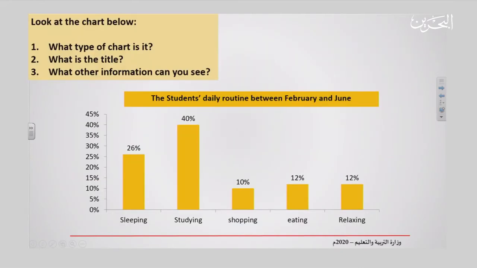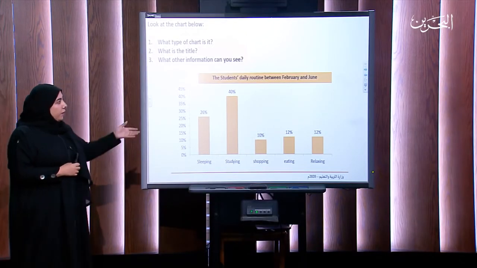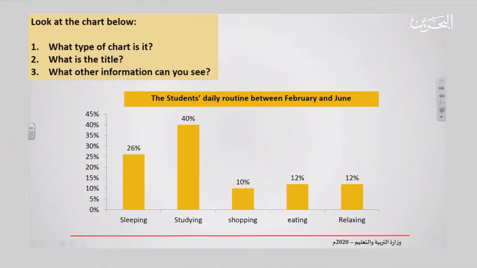We are done with the types of charts and the verbs of trends. Now here is a chart in front of you. I want you to answer a list of questions. Question number 1, what type of chart is it? What do you think? Is it a pie chart, a line chart, or a bar chart? Number 2, what is the title of this chart? Question number 3, what other information can you see?